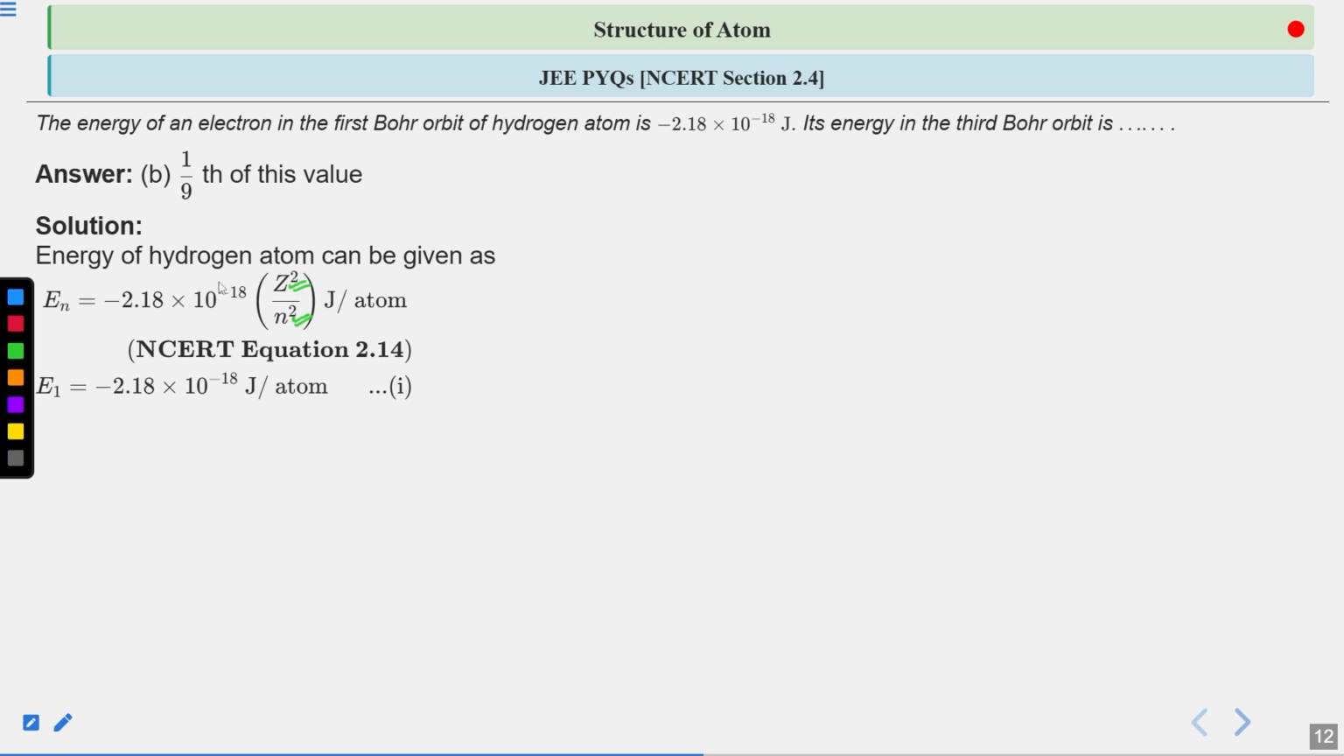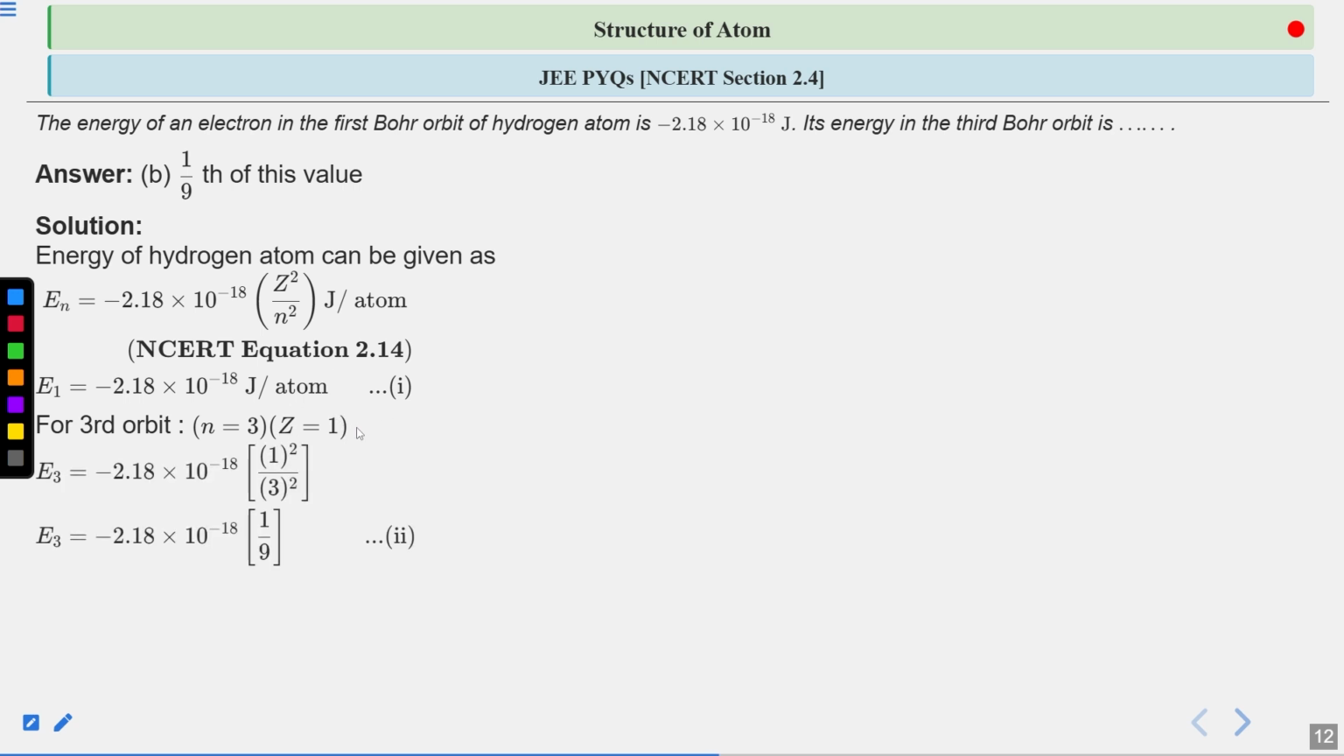Now, if we calculate it for the first orbit, we get this value, which is already given. We take Z equals 1 since the atom is hydrogen. But we are interested in the third orbit. Here also we'll take the value of Z as 1. If you keep all the values, that is Z equals 1 and n equals 3, you will get 1 by 9 here.